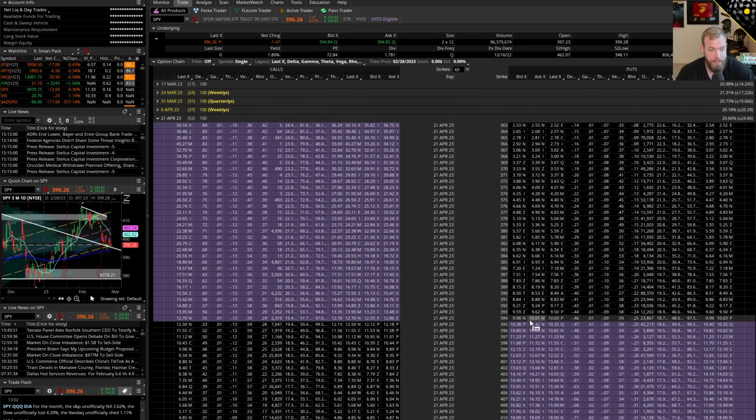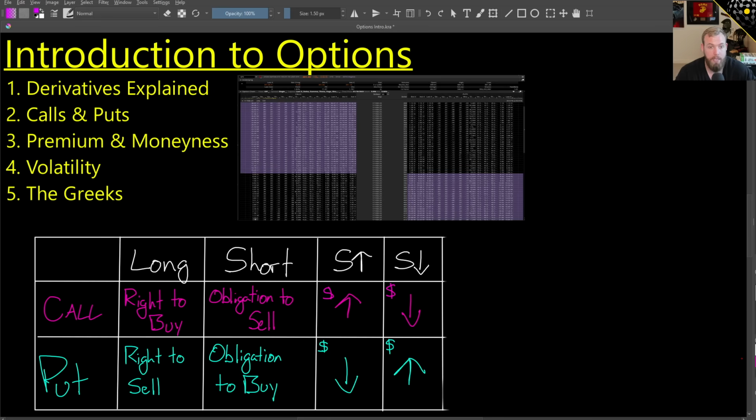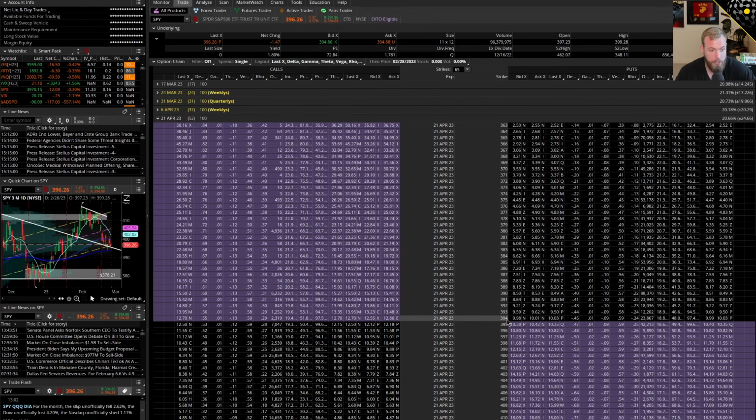That's not actually $10. Each contract represents 100 shares of the underlying. So you have to multiply everything by 100, essentially. So what I mean by that is, let's say you want to buy one of these 394 puts. You're not going to pay $10. You're going to pay $1,000. That's because of the option contract multiplier. You multiply these by 100 because each single contract is tied to 100 shares of the underlying.